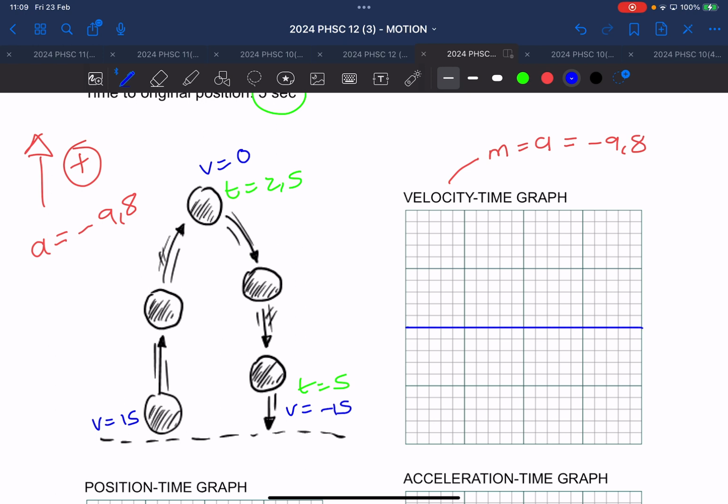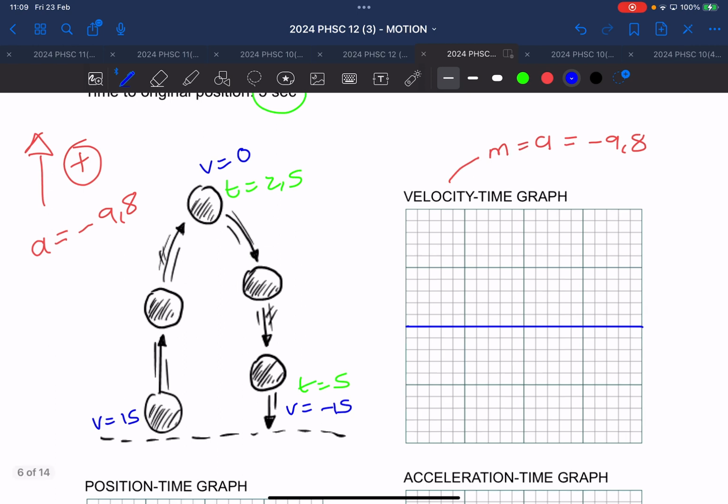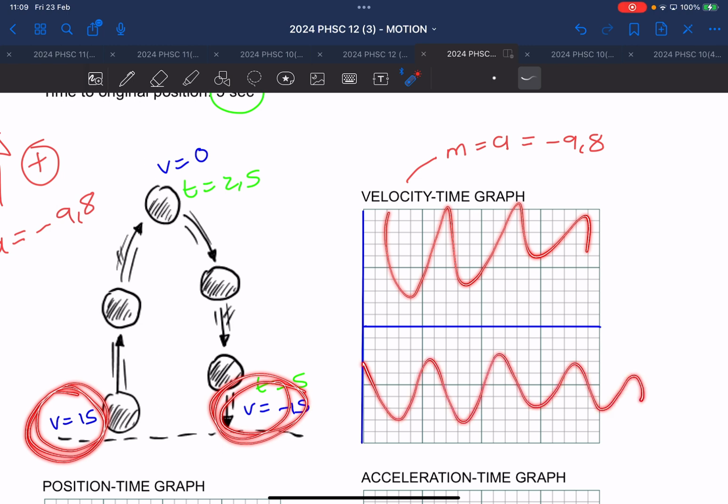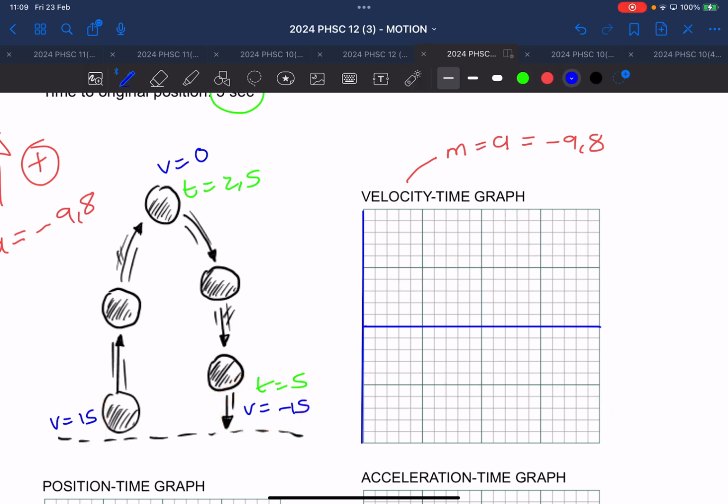So the reason why I make my x-axis in the middle of the graph is because I have positive velocities and negative velocities. So I'm going to be on the positive side and on the negative side. Okay, I have velocity in meters per second. I have time in seconds.